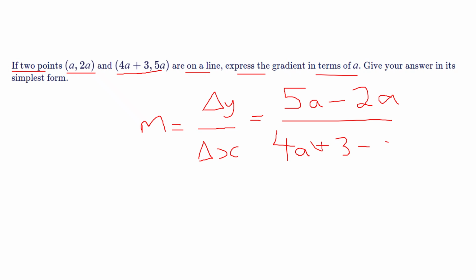Okay, so let's collect all items here, tidy the top and bottom. So on the top, 5A minus 2A makes 3A. And on the bottom, we're going to have 4A minus A, so minus 1A. Think of here, minus 1A if you're unsure. Okay, makes 3A, so we have 3A plus 3.